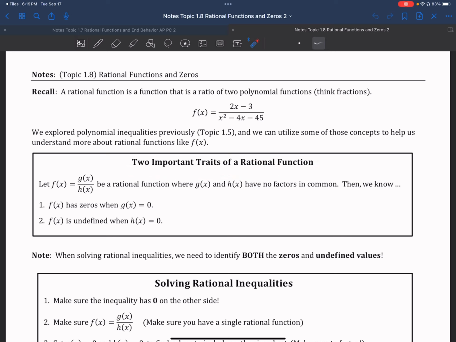The first one has to do with zeros. And it's listed right here. It says f of x has zeros when g of x is equal to 0. So if you have the function f of x equals g of x divided by h of x, the numerator will always give me the zeros. So we can make a note here. The zeros will be given by the numerator.